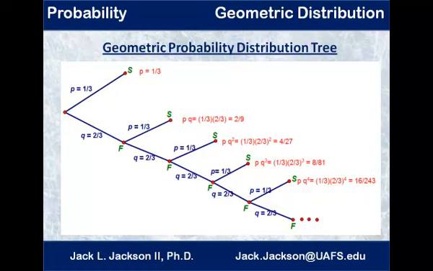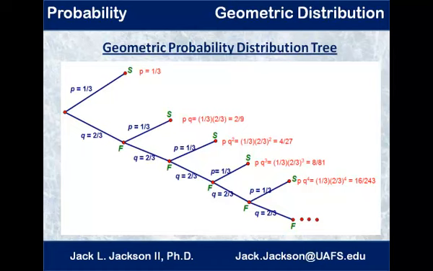But the next time, if we have a failure the first time, we roll the die again. We might get a success or failure. If we get a success, we stop, and that happens with probability P, but that means the probability of getting a failure and then a success in that order is 2/3 times 1/3, or 2/9. That's P times Q. Now, what if we got a failure the second time? Then we go again. Once we get a success, we stop.